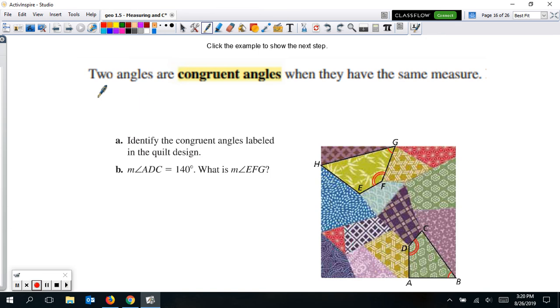Okay, we have another vocabulary word to put back on page 24. Two angles are congruent angles when they have the same measure. So congruent angles are two angles that have the same measure. Don't cross that out, I'm trying to underline it there. They have the same measure. That's what you're trying to do. So go ahead and write that down on page 24 under the vocabulary.